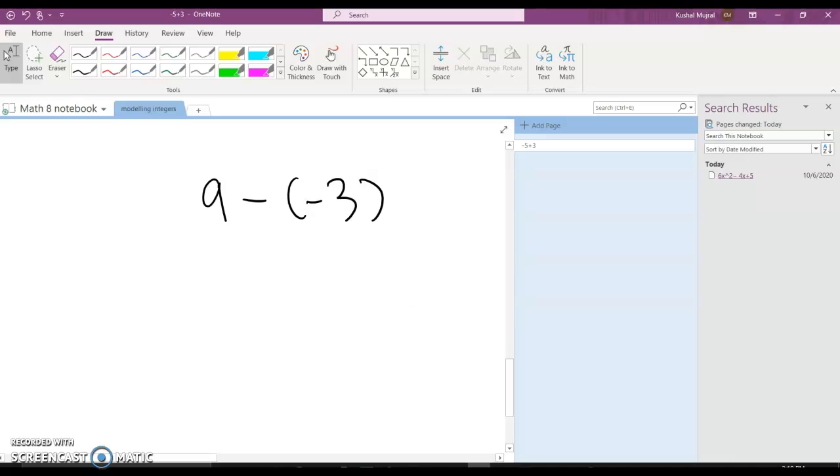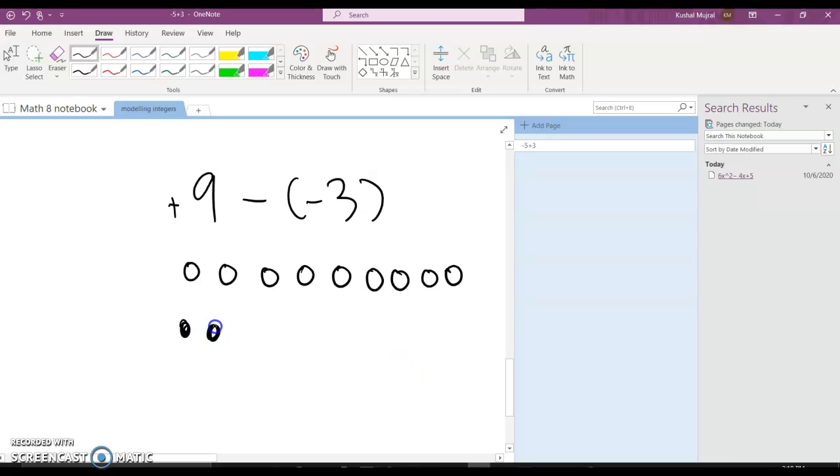Okay, now +9 minus -3. This is a good question. So we start with 9 positives: 1, 2, 3, 4, 5, 6, 7, 8, 9. Now we're taking away 3 negatives. Of course, we don't have any negatives, so we're going to have to create 1, 2, 3 negatives.